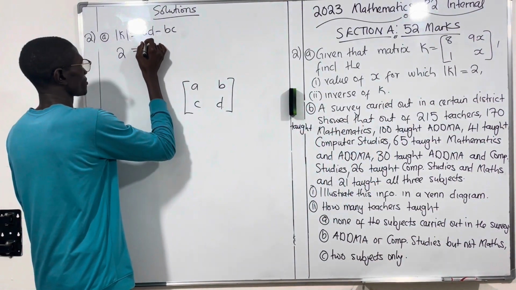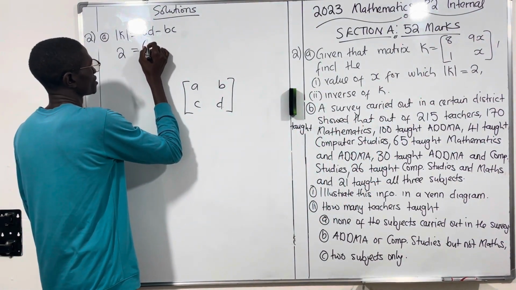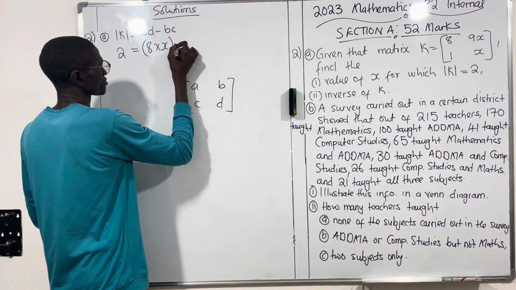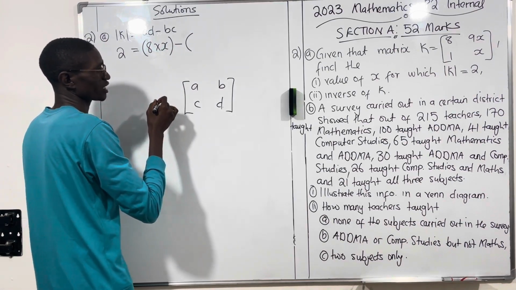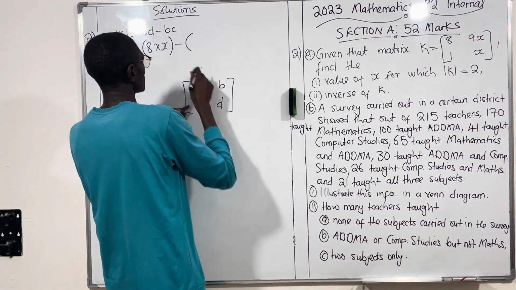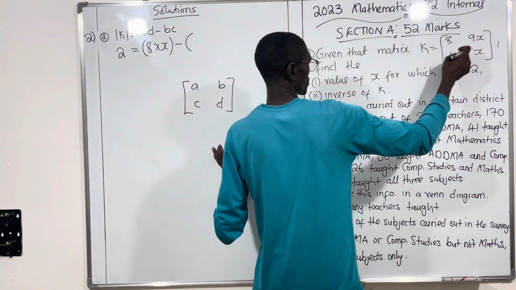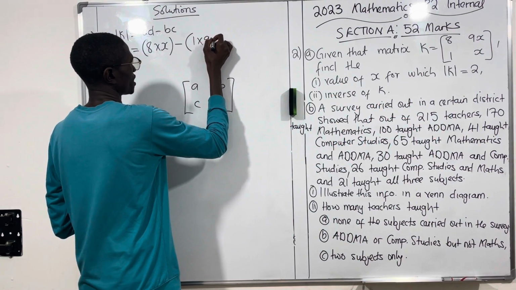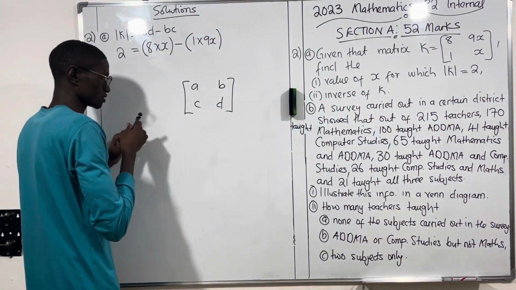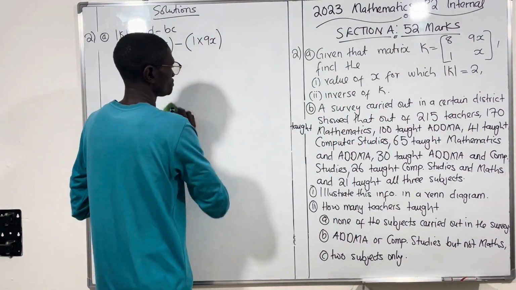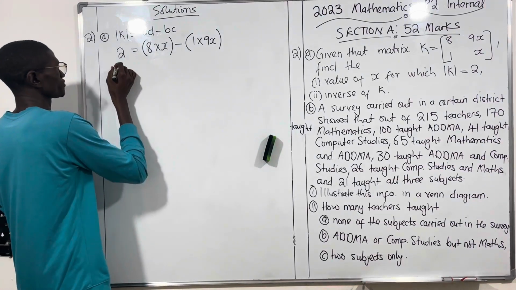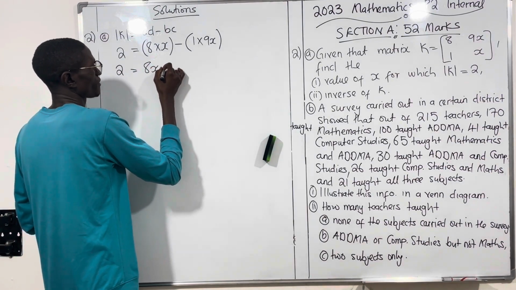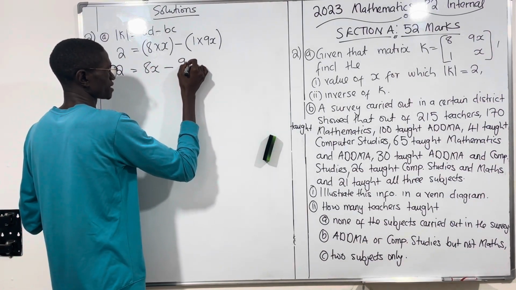So we're going to plug in these values into our bracket, which is going to be 8 times x, you close, minus, we open another bracket, and then CB or BC, which is this one here, it's going to be this one times that one there, which is just 1 times 9x. Then we can close that bracket. Okay, so now we simplify. So we're going to say 2 is equal to 8 times x is 8x, minus 1 times 9x is 9x.